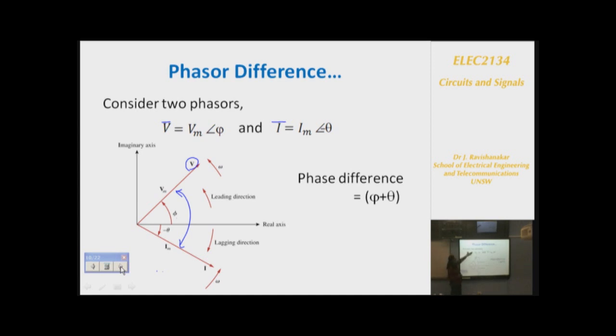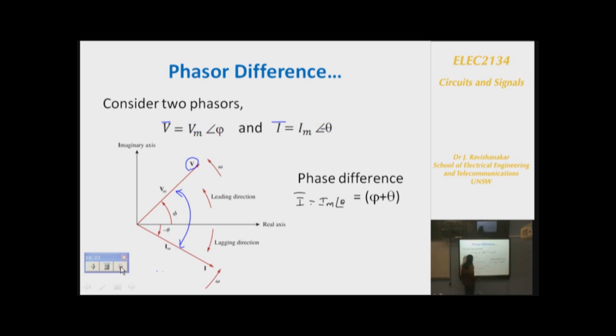It's easier in this case than putting it in the waveform and finding out the phase difference, where each is starting at some other angle. It's always easier to represent them as vectors and add them up together. Or if this also falls in the same direction, what will happen now? Suppose I have I as Im at an angle of theta.